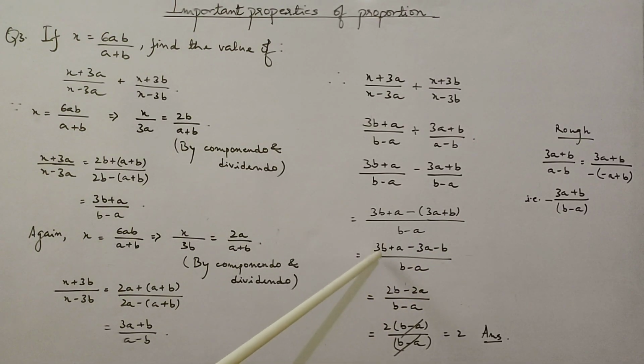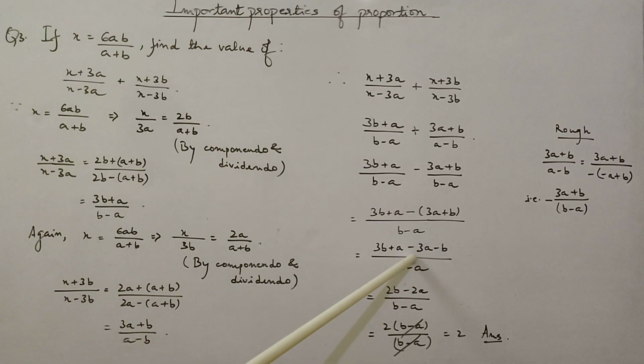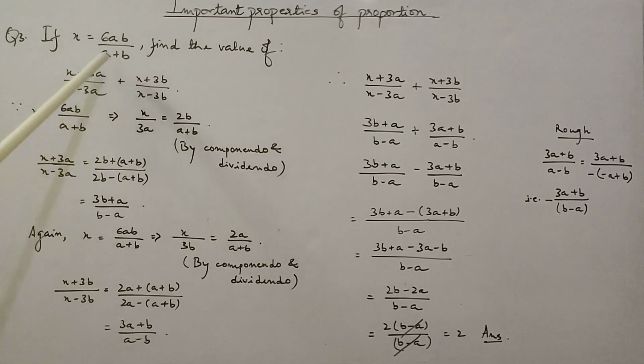Now, 3b − b will give us 2b, and plus minus is minus, 3a − a is going to give us minus 2a. As you know, 3a is the bigger term, so the sign will be minus only. And in the denominator we will write b − a only. Then in the numerator, if you take 2 common, it will be 2(b − a) upon b − a, and then b − a will be cancelled, and we are left with the value 2. So it means that the sum of these two fractions is equal to 2.